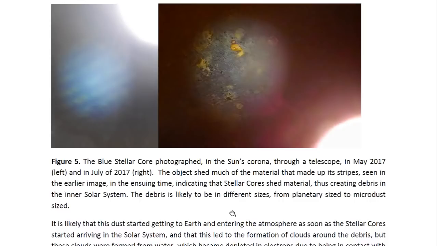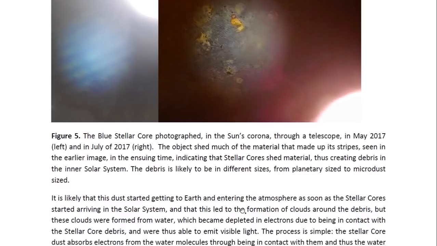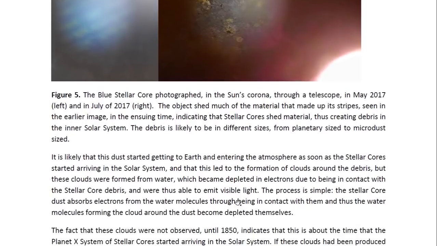This debris is likely to be in different sizes, from planetary size to microdust sized. It is likely that this dust started getting to Earth and entering the atmosphere as soon as the stellar cores started arriving in the solar system, and that this led to the formation of clouds around the debris. But these clouds were formed from water which became depleted in electrons due to being in contact with the stellar core debris, and were thus able to emit visible light.